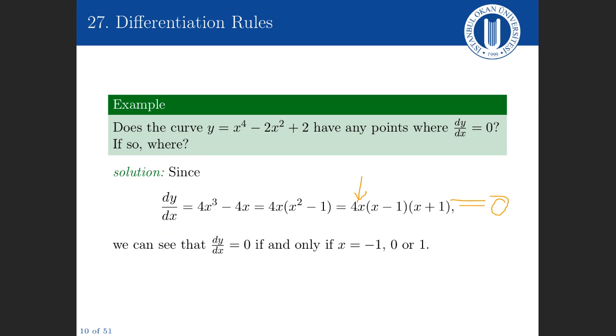This is 0 if x is 0. It's 0 if x minus 1 is 0, in other words, if x is 1. Or it's 0 if x plus 1 is equal to 0, in other words, if x is equal to minus 1. So this is 0 if and only if x is minus 1 or 0 or 1.